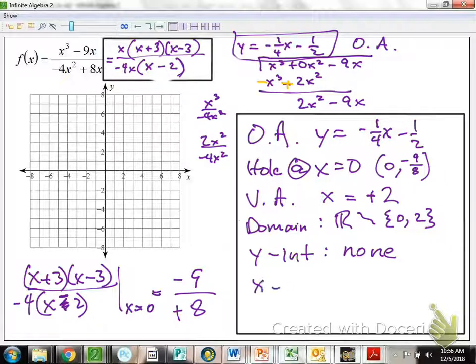X-intercepts. 0 is not an x-intercept. Plus or minus 3. 3, 0, and negative 3, 0. That's what you said, right?